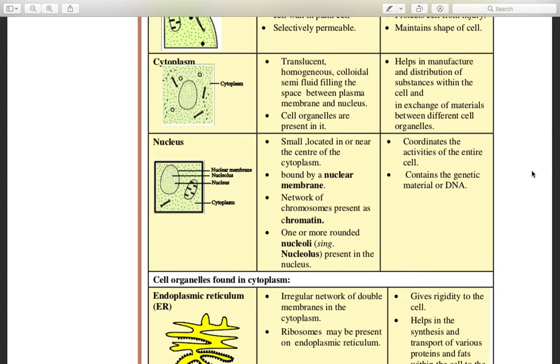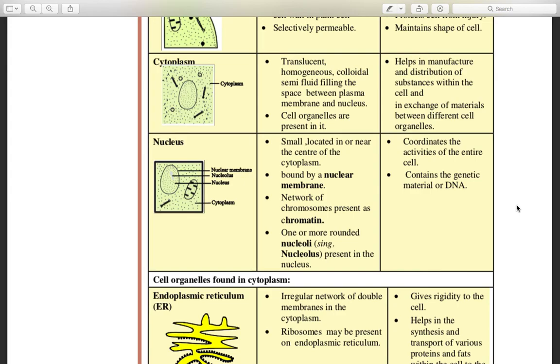Then the nucleus, and it has a nuclear membrane. Then inside that, the nucleolus is a part of the nucleus. Then this is the cytoplasm here. So the nucleus is small, located in or near the center of the cytoplasm, bound by a nuclear membrane, a nuclear covering, and a network of chromosomes present as chromatin. Chromatin is basically a combination of DNA and protein. When the chromatin condenses, it forms the chromosomes. There are also one or more rounded nucleoli.